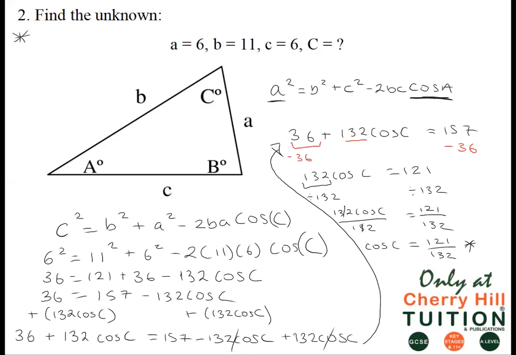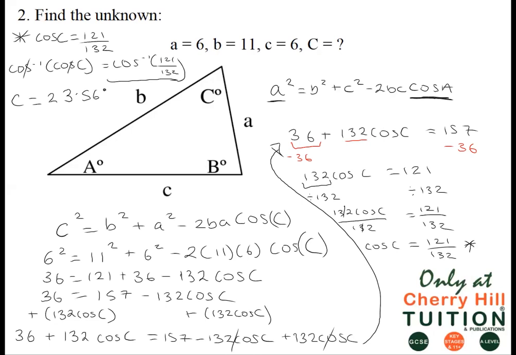So if cos C is equal to 121 over 132, we can inverse cos on both sides. On the left-hand side, the cos's cancel out, which is just C. And then all we need to do is plug this into our calculators. So inverse cos brackets 121 over 132. And this should give you an answer of 23.56 degrees. Okay, and that's your answer.